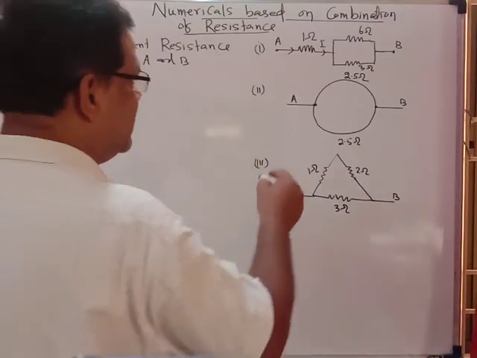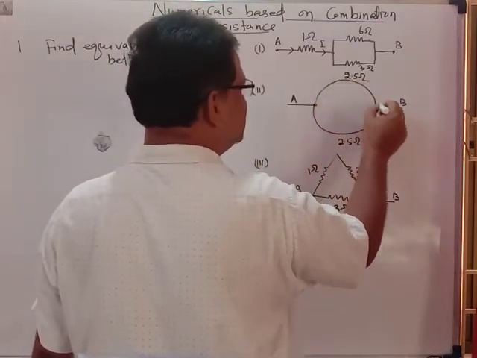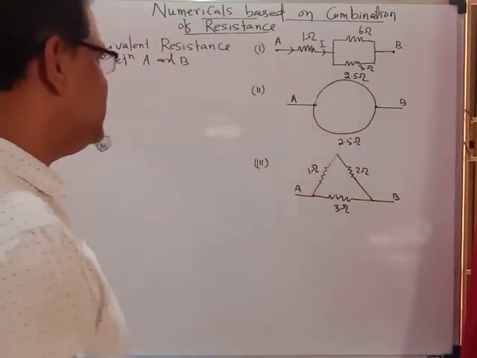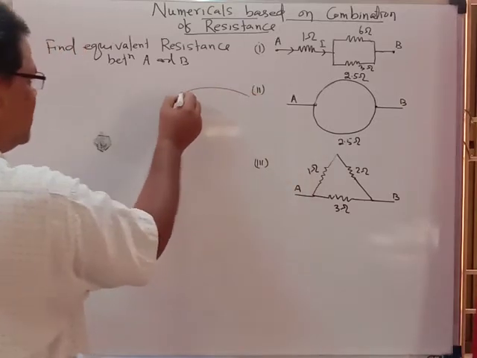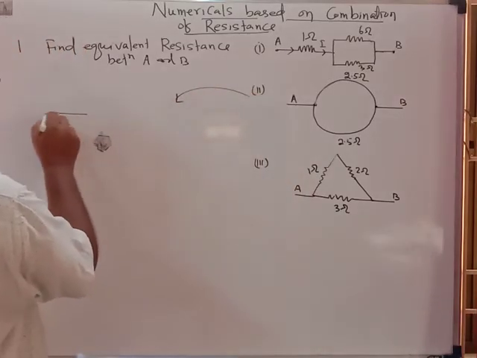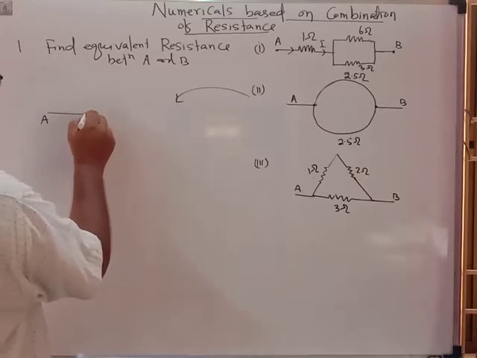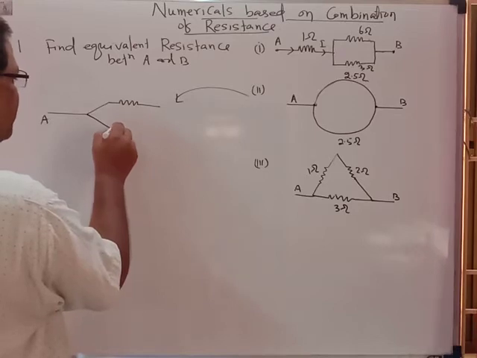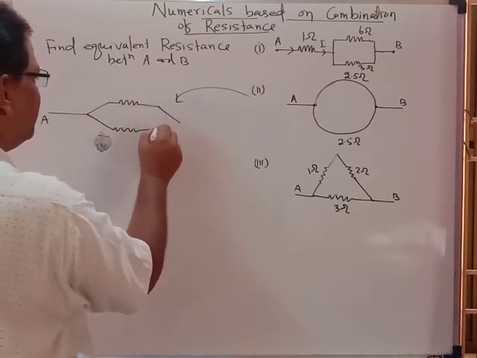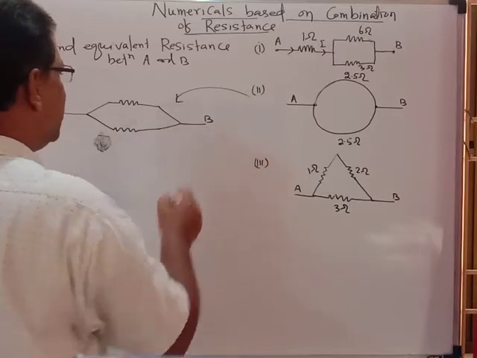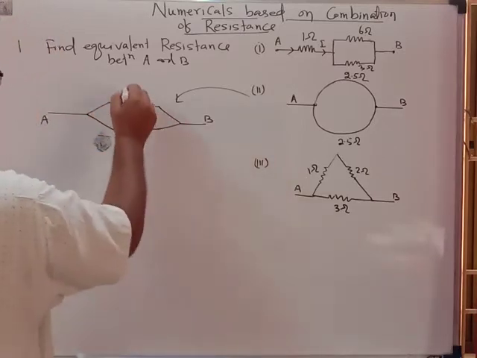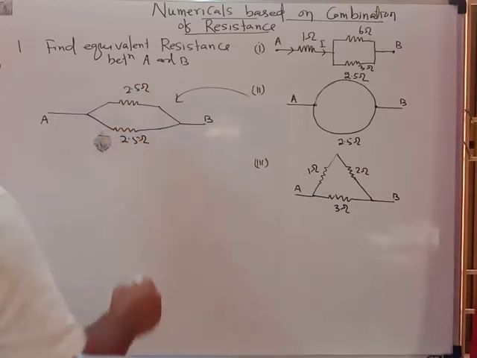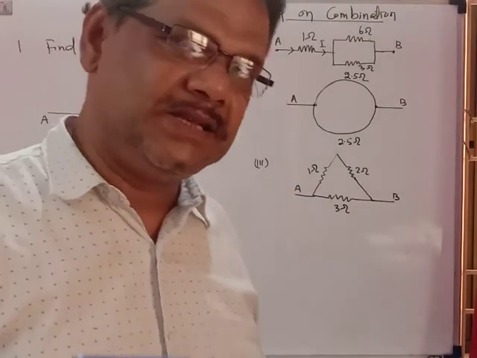One part resistance is given as 2.5 ohm and this other part is also given as 2.5 ohm. So if you look at this circuit, it is not looking like that. This is A and it is looking like this, and this is B. Because this part is 2.5 ohm and this part is 2.5 ohm, it is grouped in parallel.